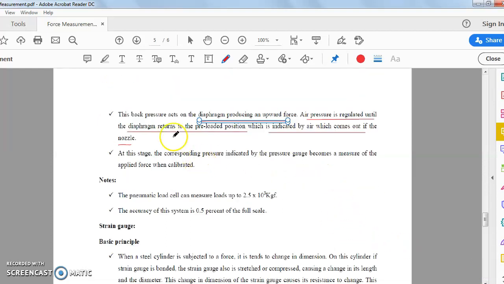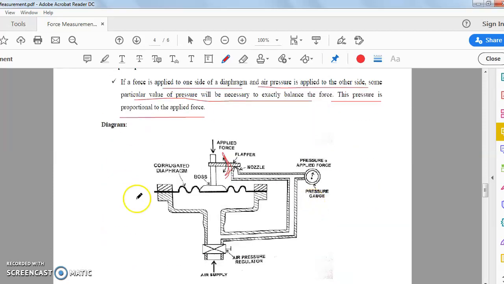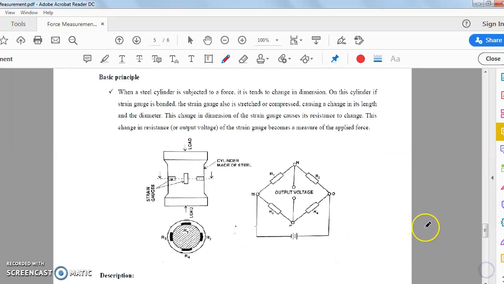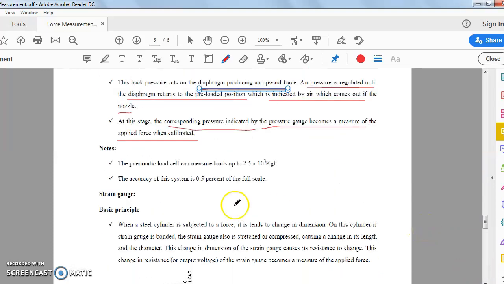Now what will happen? It returns to the preloaded position, which is indicated by air which comes out of the nozzle. At this stage, the corresponding pressure indicated by the pressure gauge becomes the measure of the applied force when calibrated. At this particular condition, the pressure measured at the pressure gauge is the measure of the applied force. So what is the note? The pneumatic load cell can measure load up to 2.5 × 10^3 kgf, and accuracy is 0.5% of the full scale.